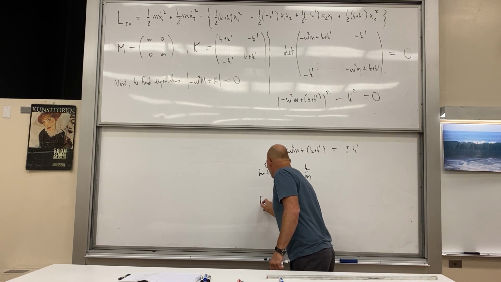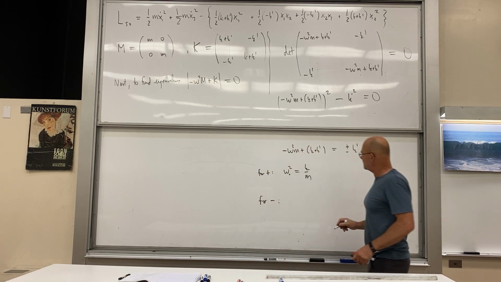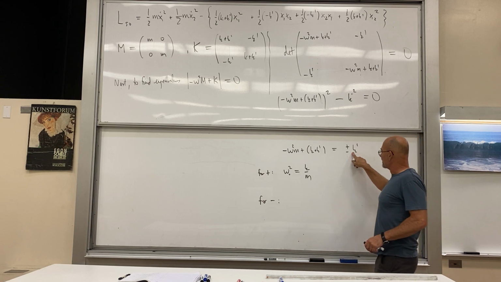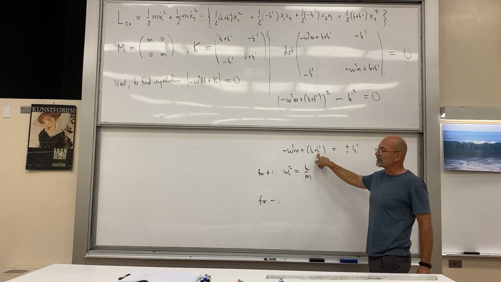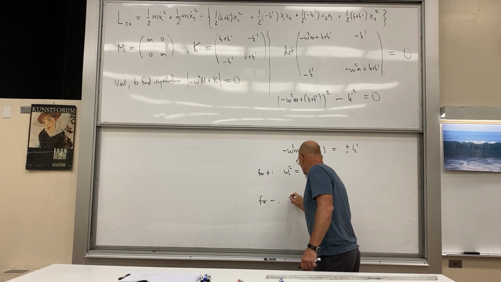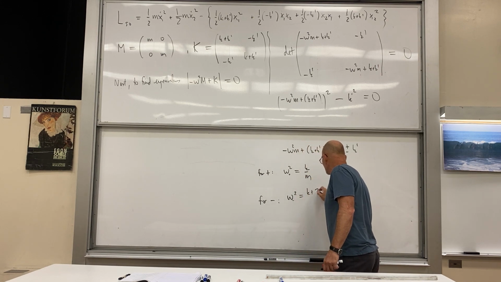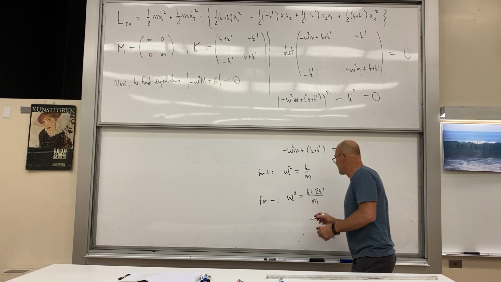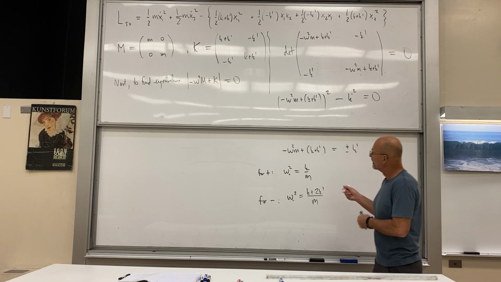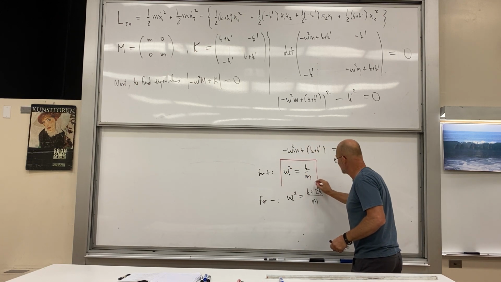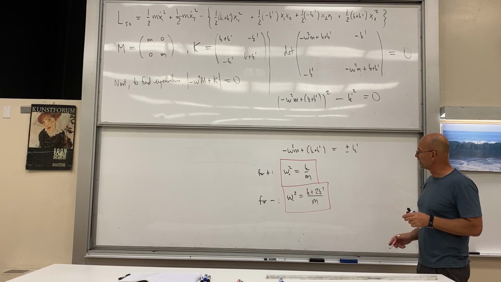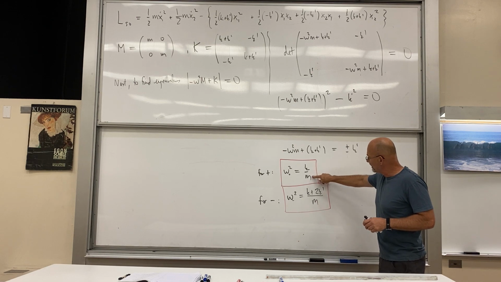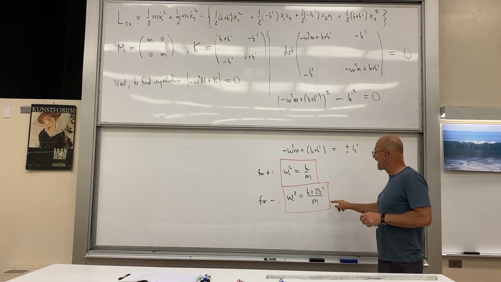For the minus sign, I'll have k, and then if I bring this together with the other one, I'll have 2k prime. So I'm going to end up with omega minus squared is equal to k plus 2k prime over m. And these we're going to study now because we've finally come to a solution where we can discuss the physical significance of these. So k over m and k plus 2k prime over m.